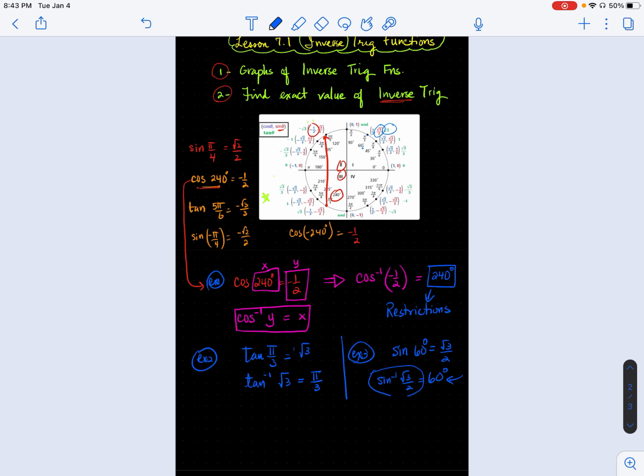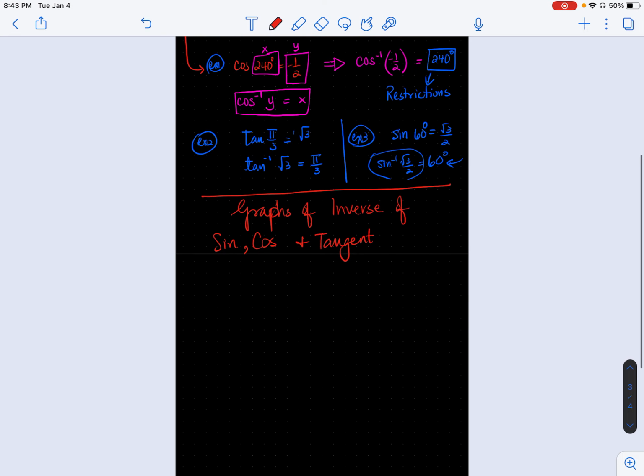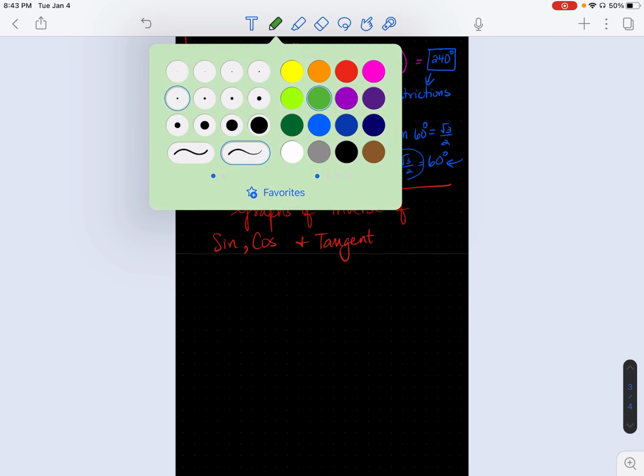If I were to now talk about the graphs of inverse of cosine, sine, and tangent, it will take us a few minutes to describe that. So let's talk about sine inverse graphs first.